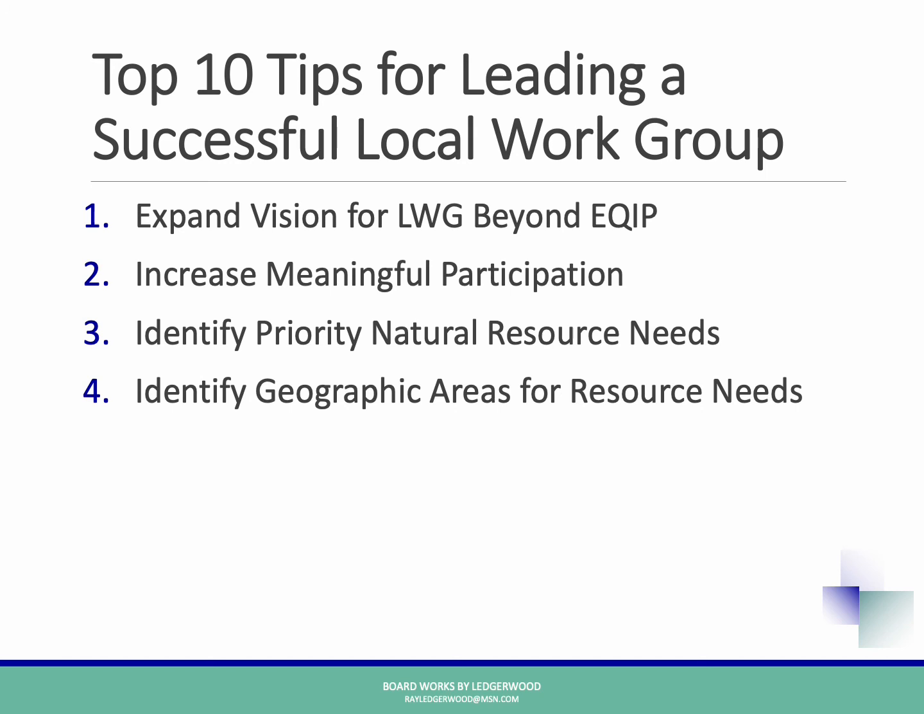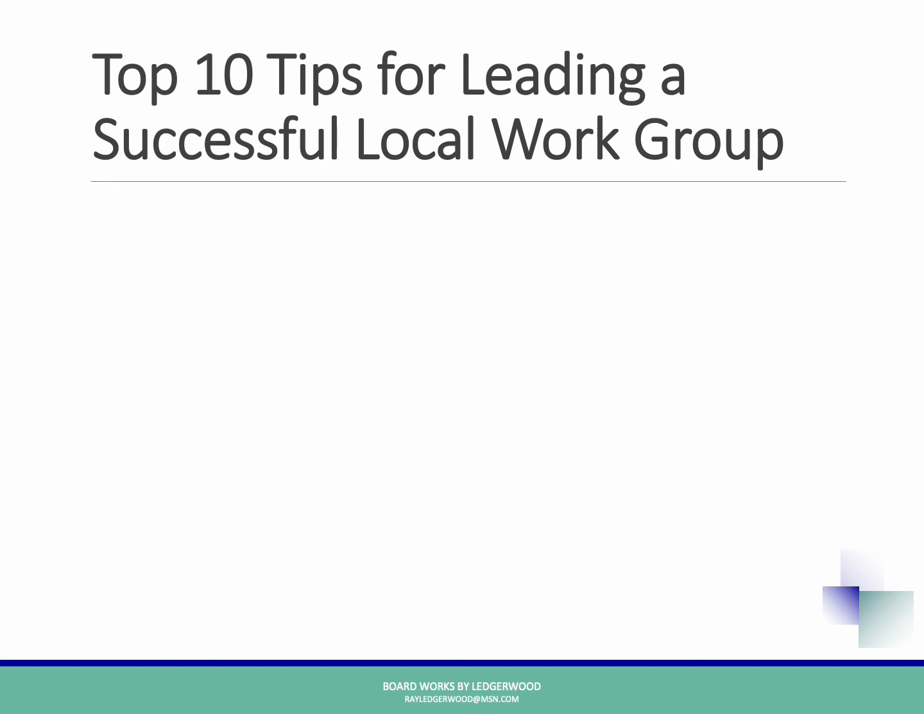So your listing should have the priority natural resource need, but related to that it will also have the geographic area where that need is. And with these top four tips, it's logical that our fifth tip would be to develop projects that are based on that meaningful participation, the increased vision, the identifying of priority resource needs for that local work group area, and the geographic areas where those resource needs exist. And that we would develop projects, proposals, program proposals, and practices that we want to promote within the body of those first four tips.